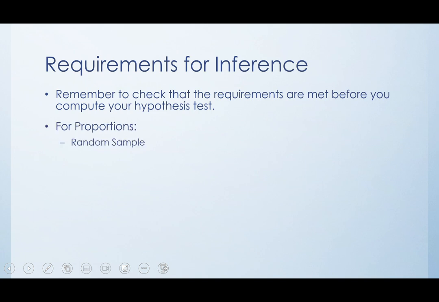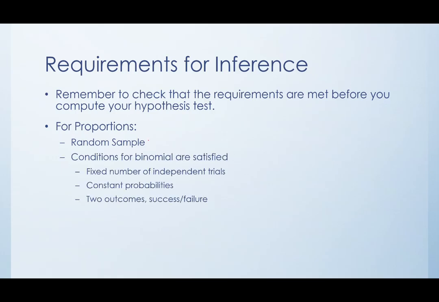So for proportions, we want to remember that our sample should be a random sample. And really by random sample, we mean that it needs to be representative. So again, I could totally take a random sample from, let's say, Clayton State students, but if I'm trying to do a hypothesis test testing a population of Georgia college students, Clayton State students are not necessarily going to be representative of all college students in Georgia, right? So even though it's a random sample, it wasn't drawn from the correct population. So you've got to remember to check those sorts of things.